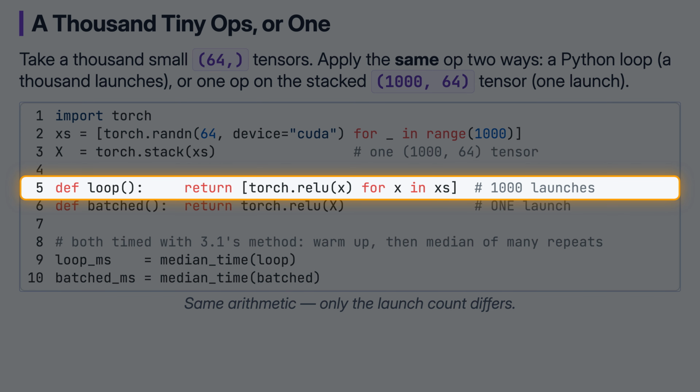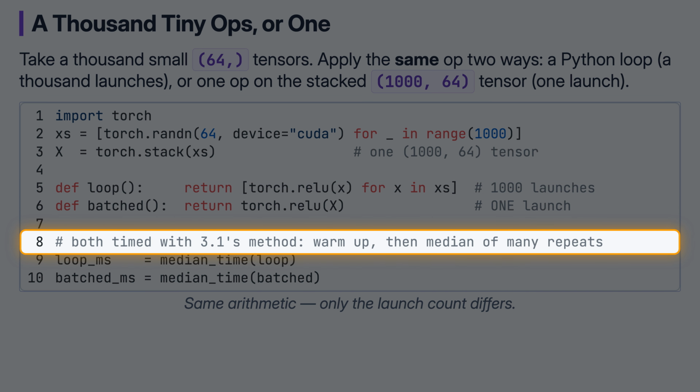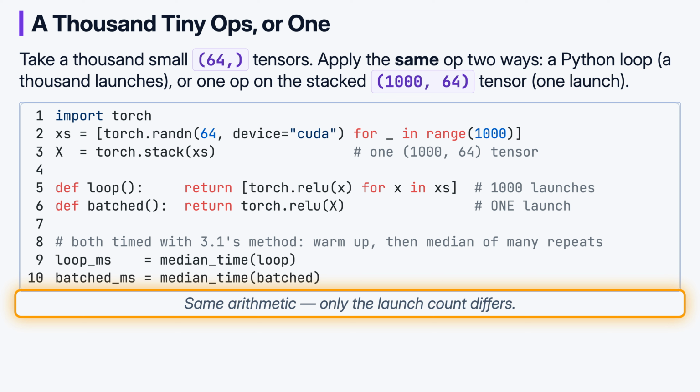The loop function applies ReLU in a Python loop. That is 1,000 separate launches. The batch function applies the same ReLU once to the stacked tensor. That is one launch. Both use the honest method from the timing lesson. Warm up first, then take the median of many repeats. The arithmetic is identical. A ReLU runs on every number either way. Only the launch count differs.